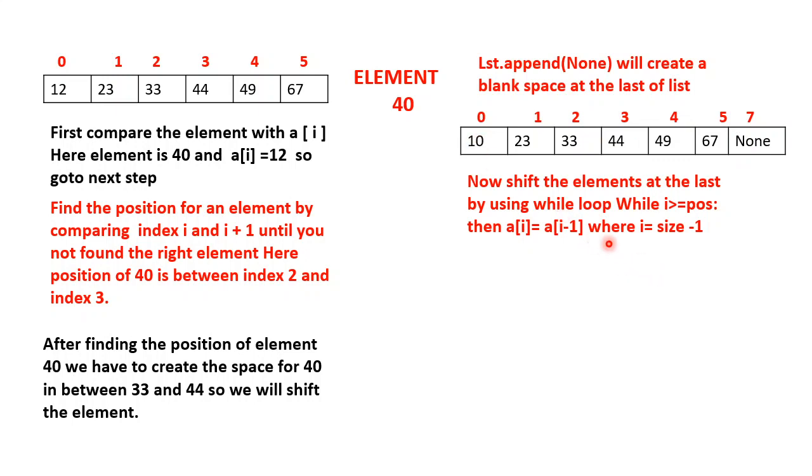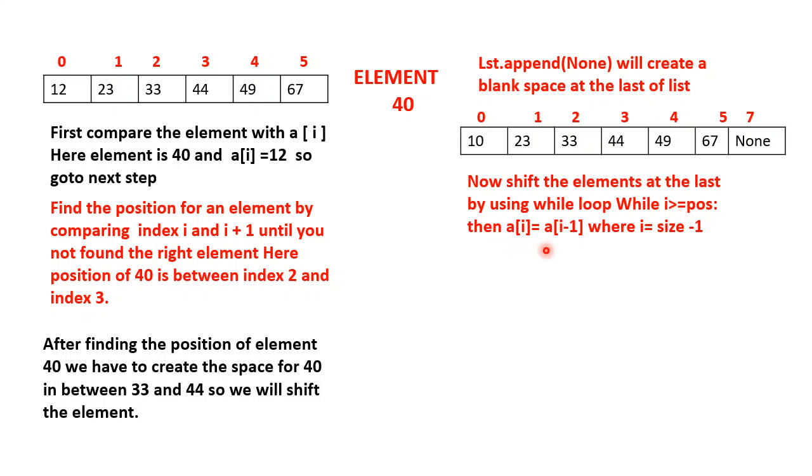Okay, so what we are doing here, we are assigning size minus 1 to i. Size is 7, minus 1 means 6, so i value is 6. So here position is 3 and i is 6, and 6 is greater than or equal to position, 6 is greater than or equal to 3. This is the right condition.